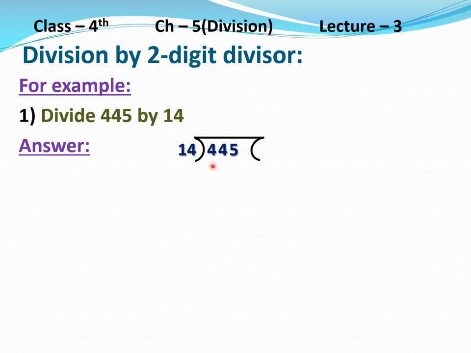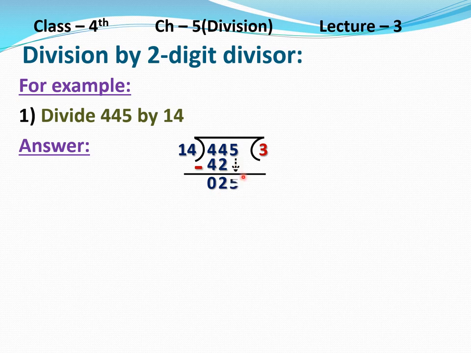Now see, 14 is a 2-digit divisor, so we will take only first two numbers in dividend, that is 44. Now multiply 14 by that number so that it is equal to 44 or less than 44. It should not be greater than 44. See, 14 multiply 3 equal to 42. 14 3s are 42. Write 3 here and write 42 here. Now we will do subtraction. 4 minus 2, 2. Write 2 here. 4 minus 4, 0. Write 0 here.